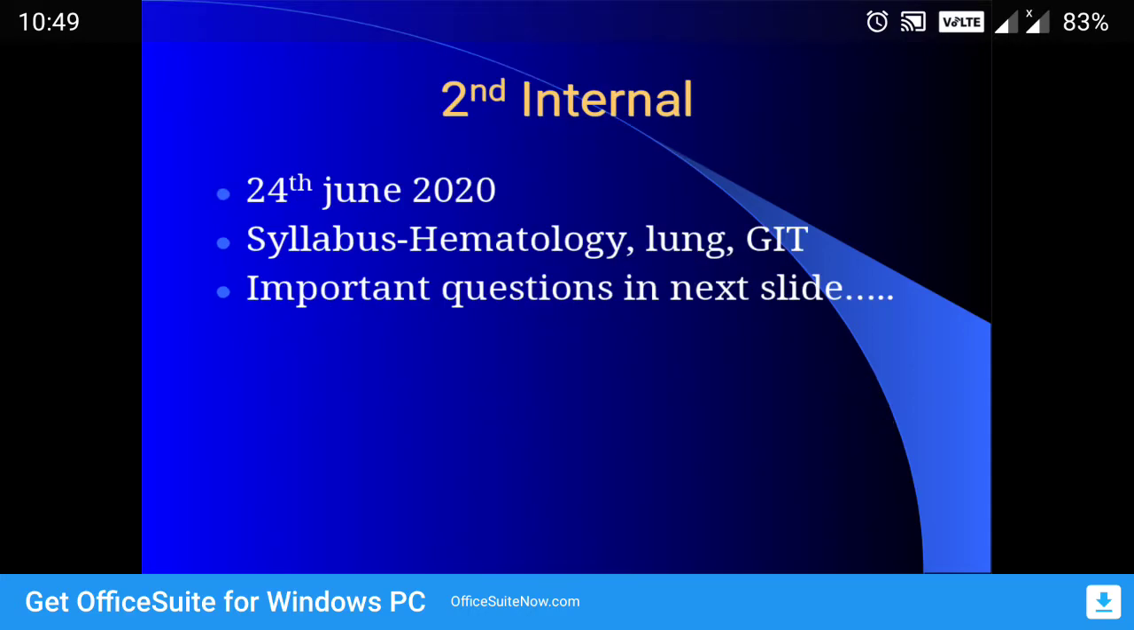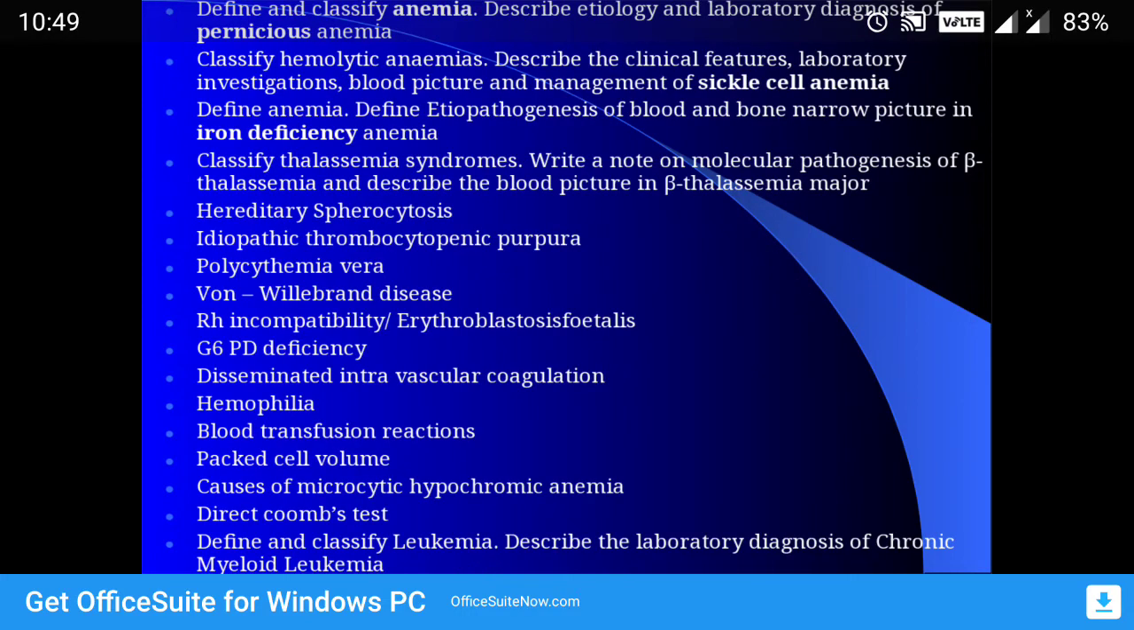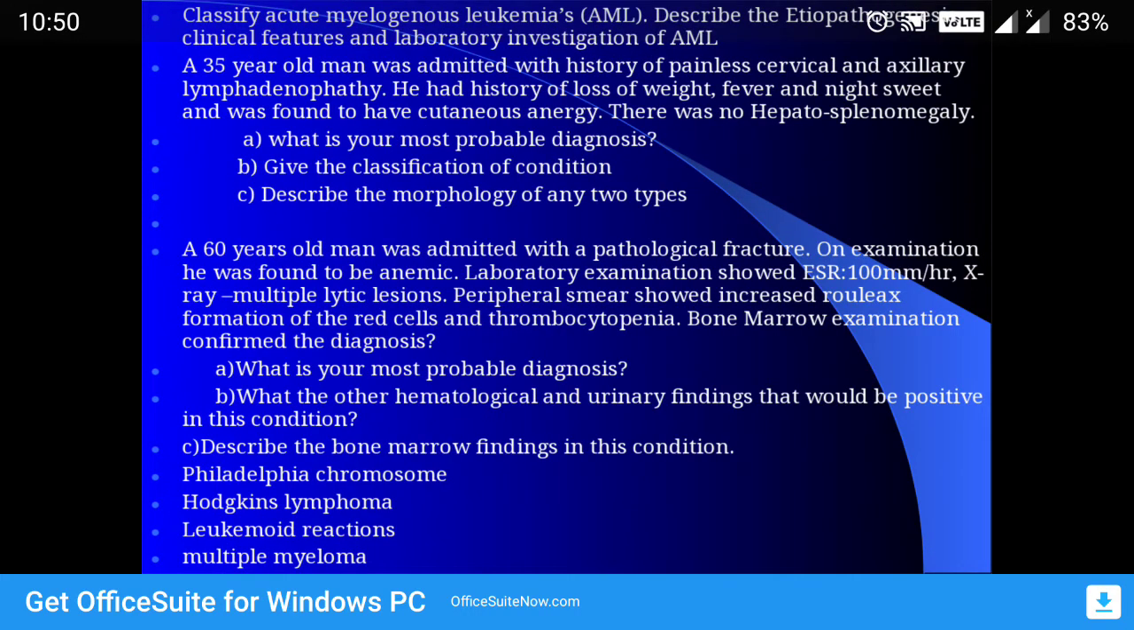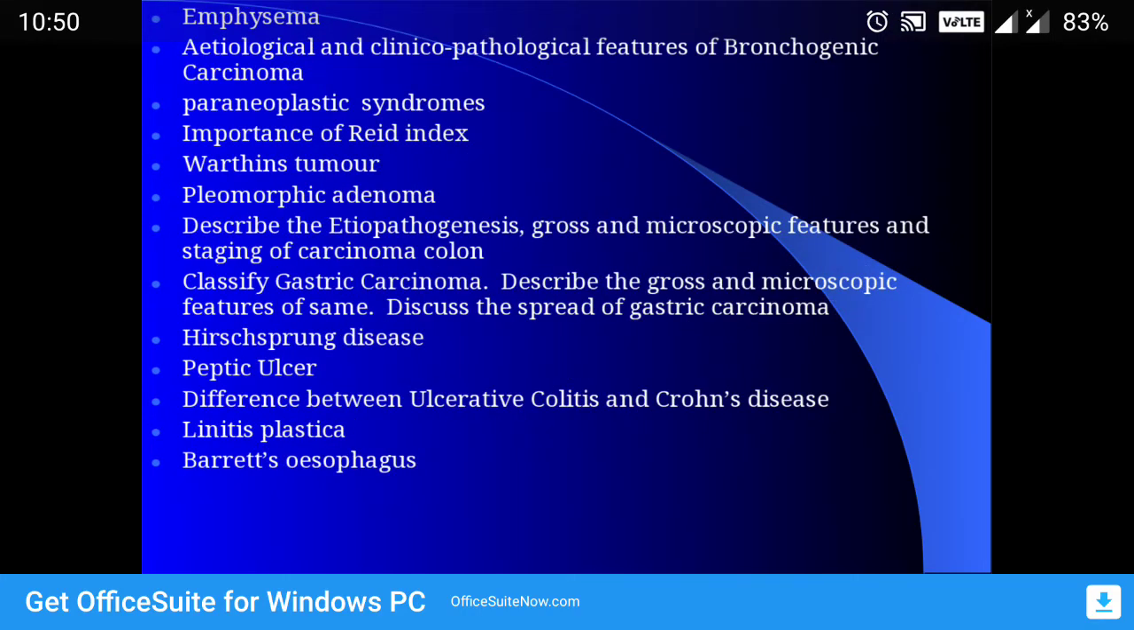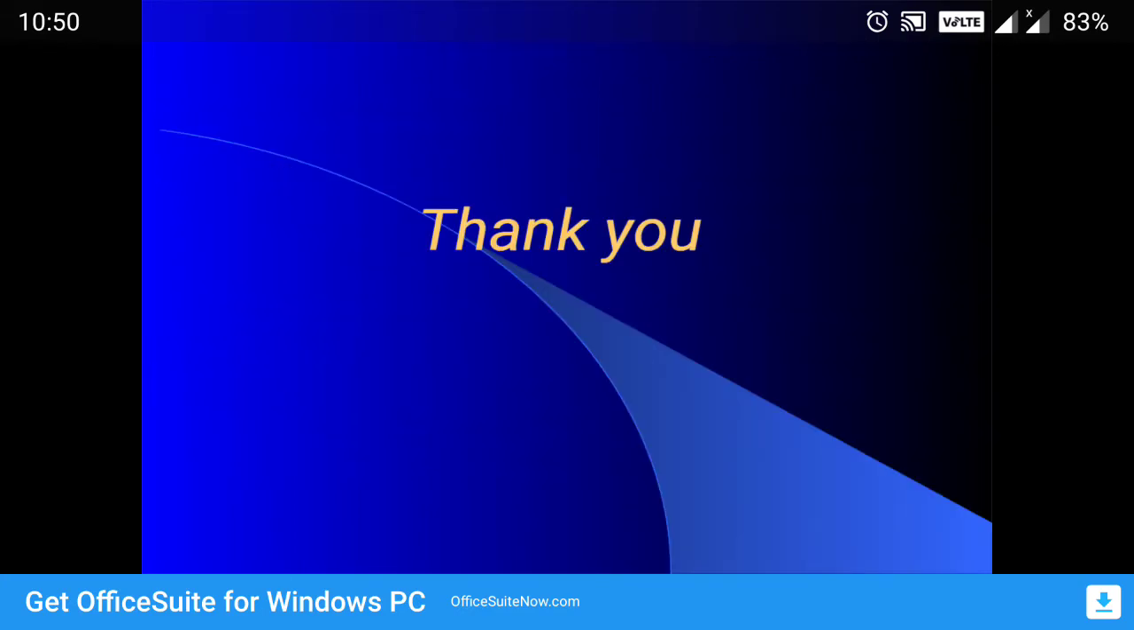Next week you will have a second internal on 24th of June. The syllabus will be hematology, lung and GIT. Hematology includes RBC, WBC, blood banking and hemorrhagic disorders. You can go through the important questions, read, and try to make notes for them. If you make notes, it will be easy for you to revise for the final exams. So read well. Thank you.